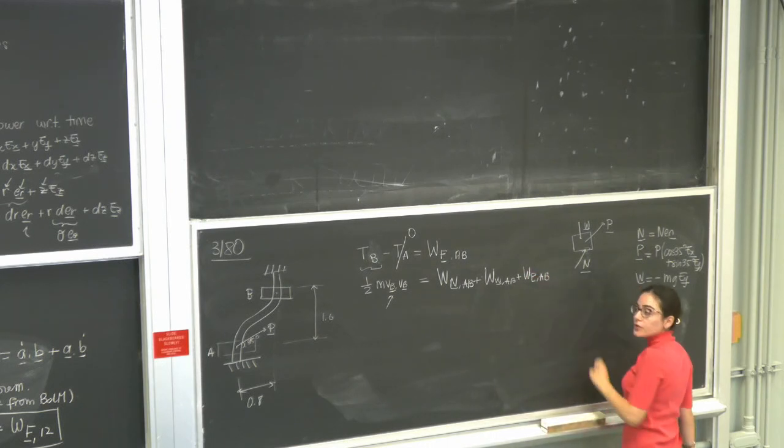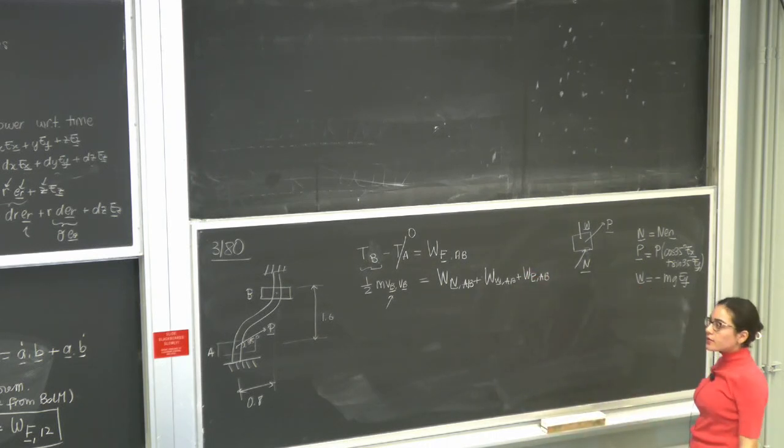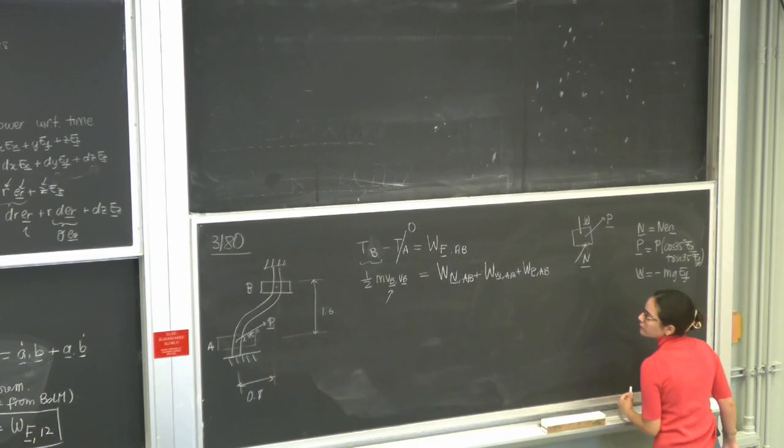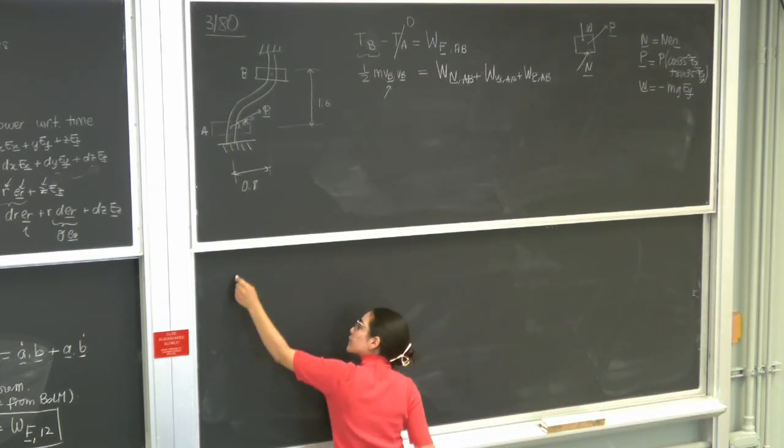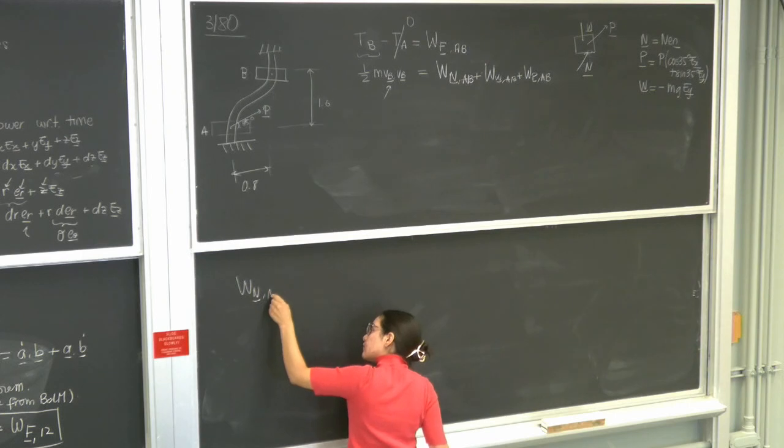Did I forget any forces? That's correct. That's like writing F equals ma, and when I write F equals ma, I look at my free body diagram and I add all the forces. Here I'm adding the work of all the forces. And then I'm going to find the work of each force individually. So what's the work of the normal force from A to B?